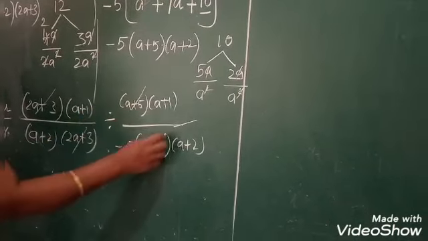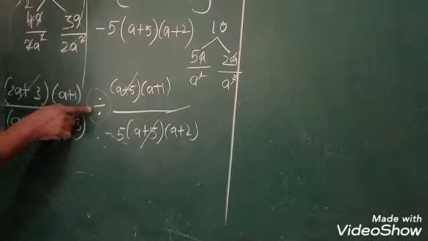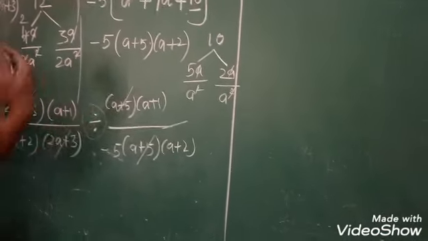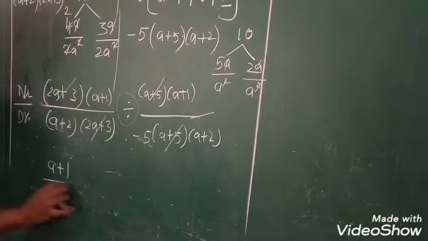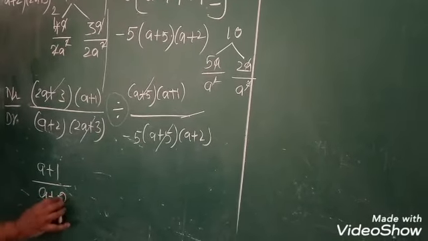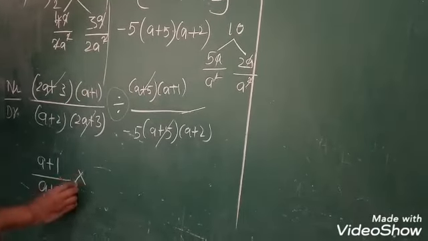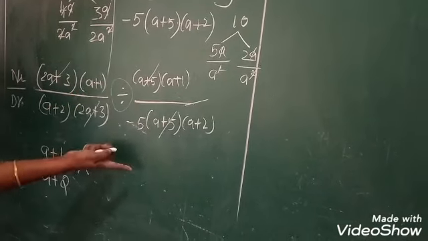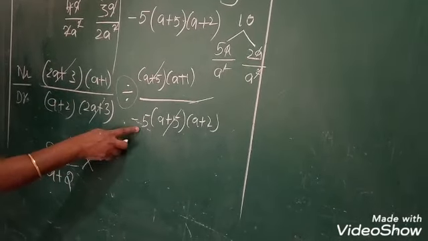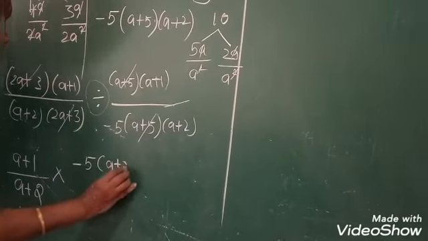Here a plus 5 is there, here also a plus 5 is there. Then I am changing the division symbol into the multiplication symbol. Already you studied in the lower class: if you want to divide, you multiply by the reciprocal. Okay girls? What is the reciprocal here? The numerator becomes the denominator, and the denominator goes to the numerator. So what is the denominator here? Yes, minus 5 into a plus 2.